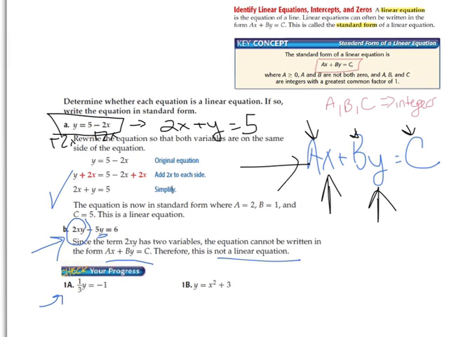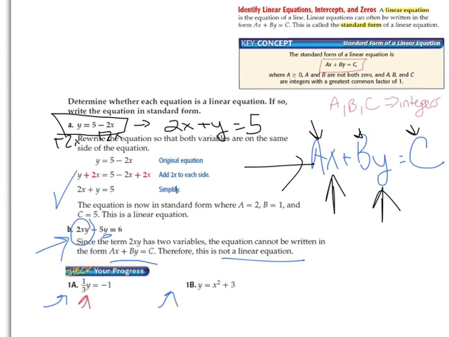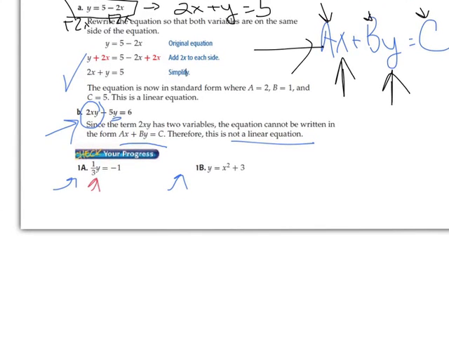So looking at these two, take a moment to try to decide whether or not they are linear or nonlinear. If you said that this first one was linear, you would be correct, because I could rearrange that and put it into standard form. And this is how I could do that. Since I have 1/3 y equals -1, first of all, I could multiply everything by 3 so I don't have fractions. So that would mean I'd have y equals -3.